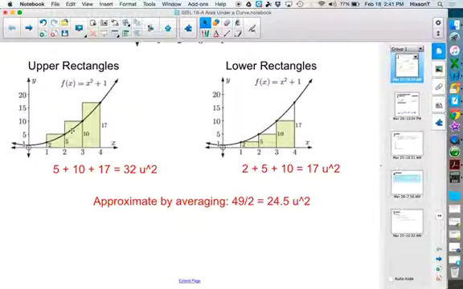Using this method here, how could I make it more accurate? More rectangles. What did you say? More rectangles. What would that do for us? If you have a long distance in between.